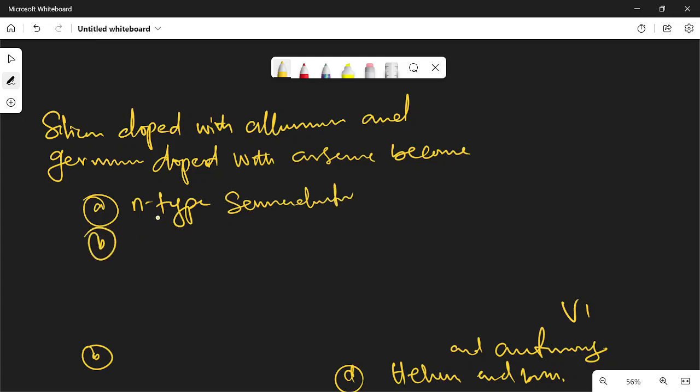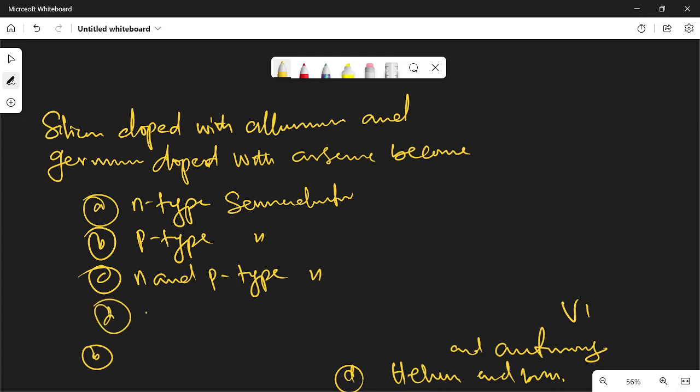B. P-type semiconductor. C. N and P-type semiconductor. D. P and N-type semiconductor. So what will be the right answer? P and N-type semiconductor. So that's correct.